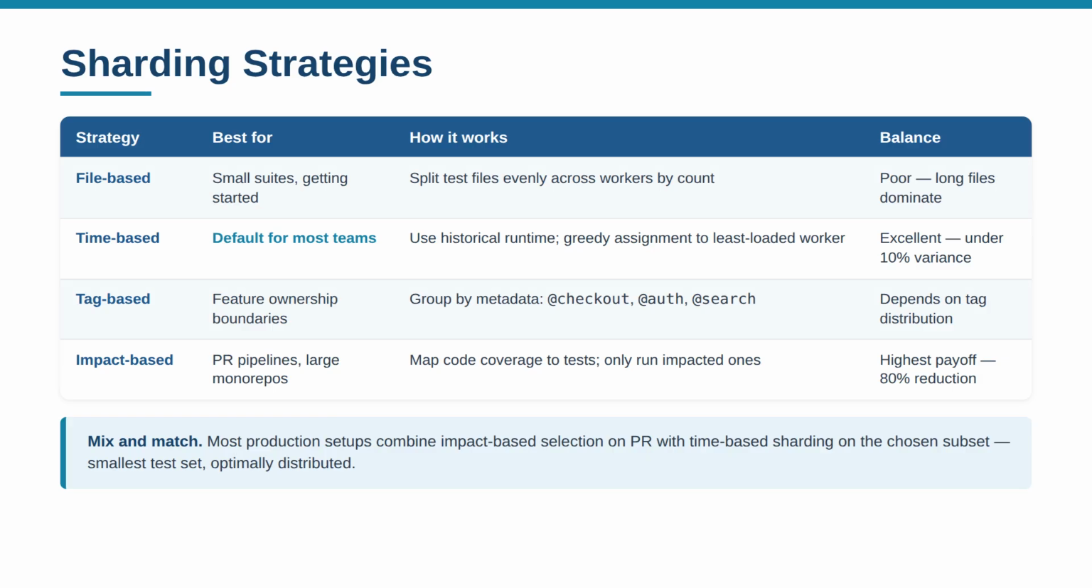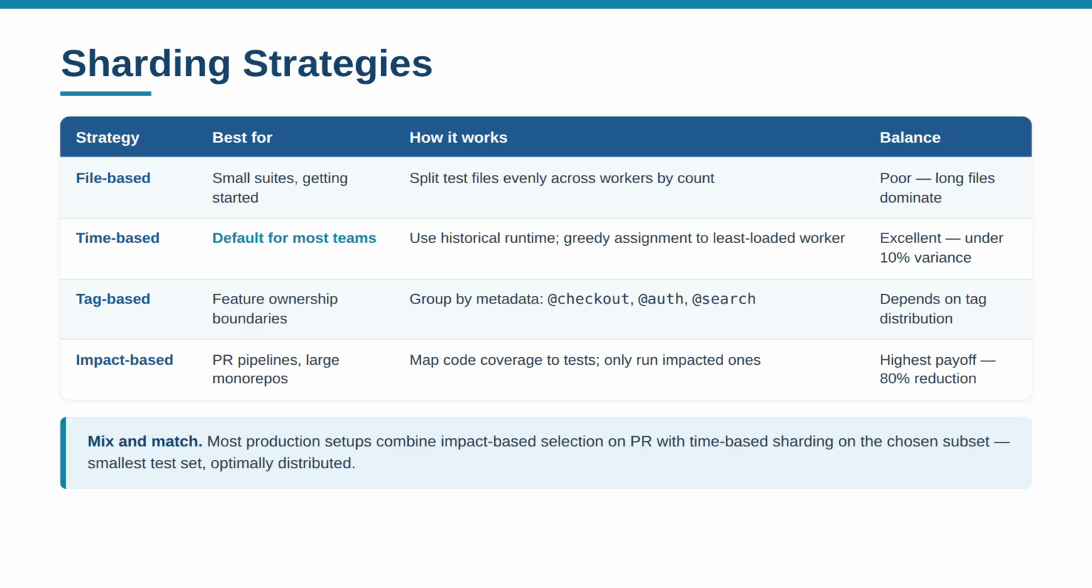Time-based sharding uses historical runtime data and greedy assignment to the least loaded worker. It's the default for most teams and delivers excellent balance, under 10% variance. Tag-based sharding groups tests by metadata tags like checkout, auth, or search. The balance depends on how your tags are distributed, but it maps well to team ownership boundaries.